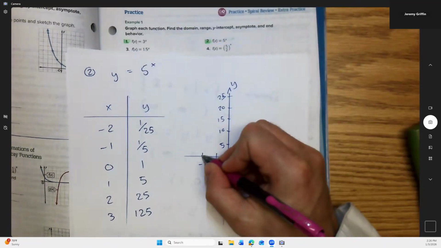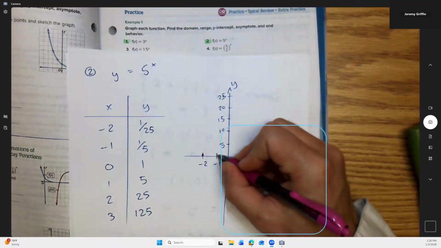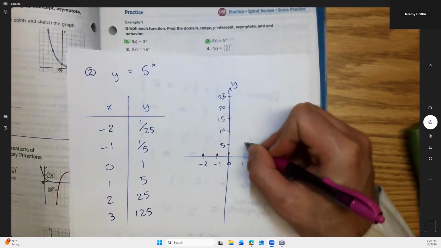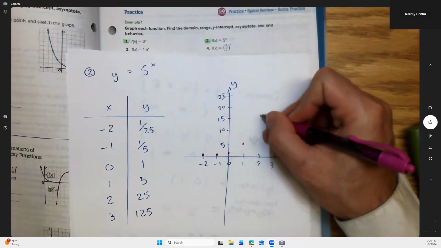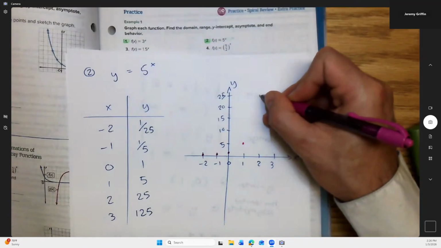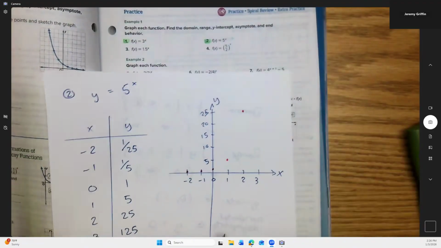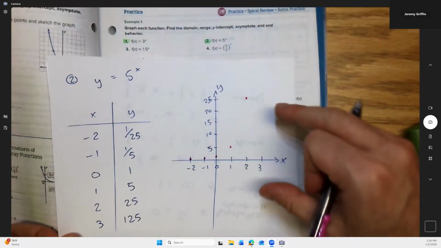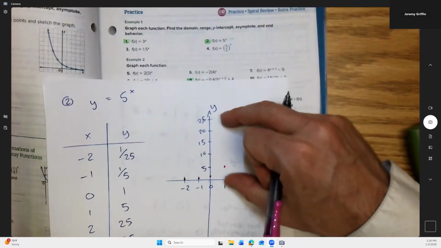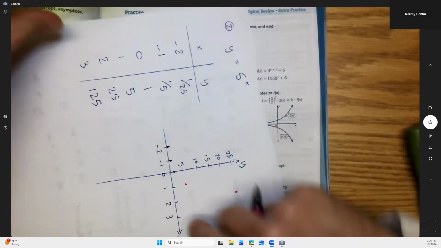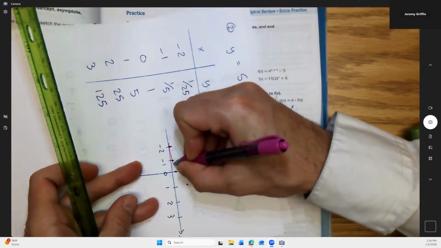So -2, 1 over 25. Here -1, 1 over 5, 0, 1, 1, 5, 2, 25. And if I did include this last point, 3, 125, that'd be like 5 of these 25s. It'd be like off my desk up that way. See how fast these are taking off?